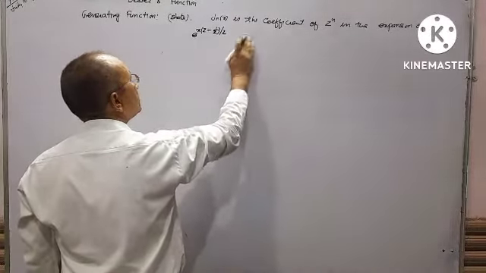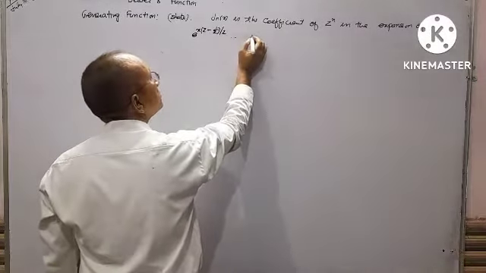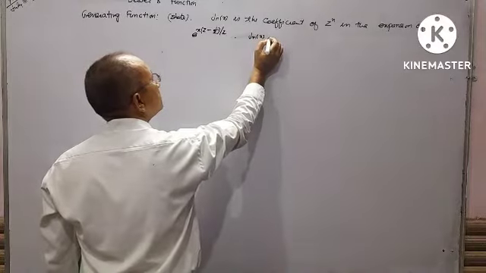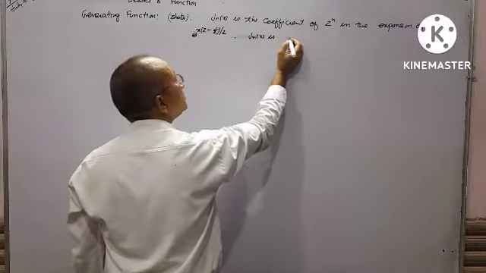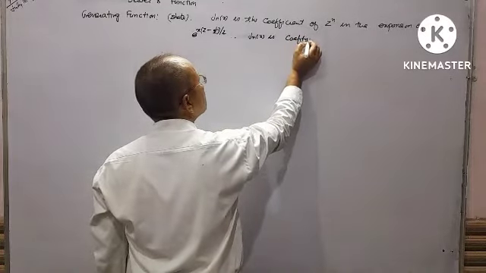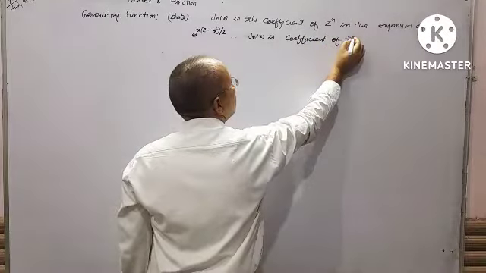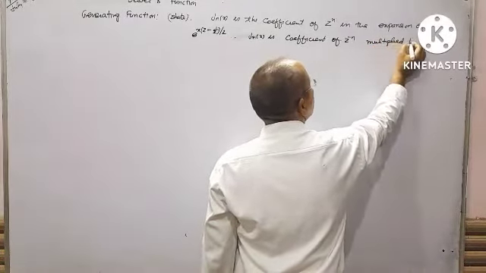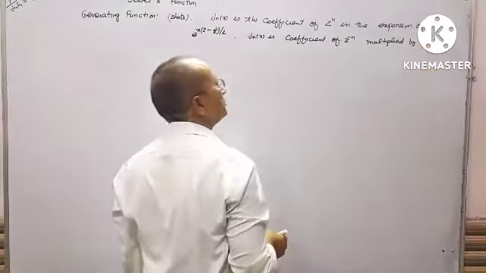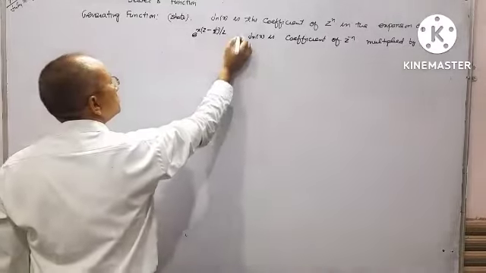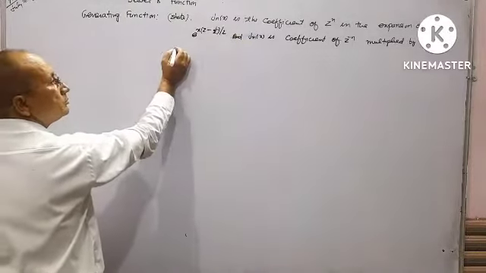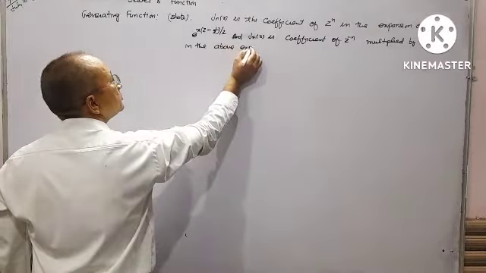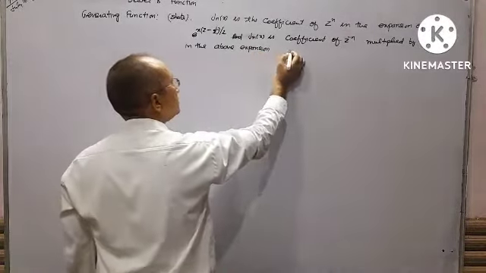and or Jn(x) is the coefficient of z to the power minus n, multiplied by minus 1 to the power n, in the above expansion in ascending order.